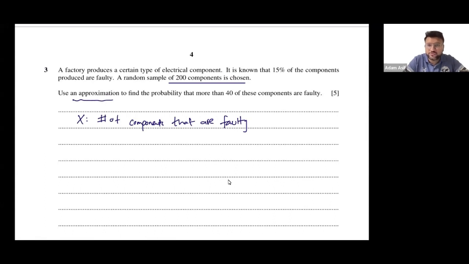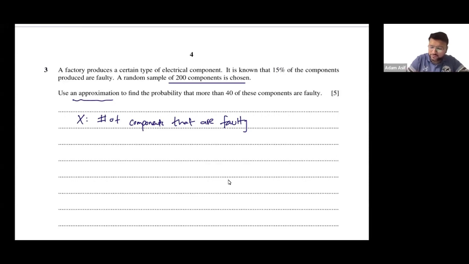The reason we need to use an approximation is that we need to find the probability that more than 40. So out of 200, more than 40 would mean the probability of 41, 42, up till 200. So this is a lot of probabilities to calculate through binomial distribution. So the approximation that we are going to use is a normal approximation.